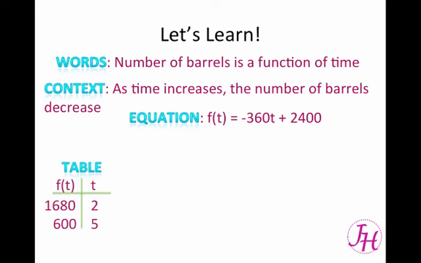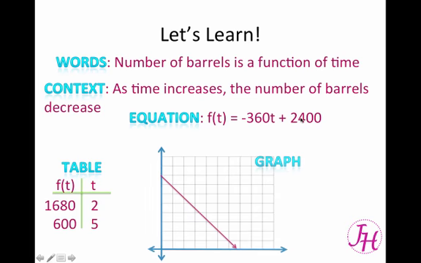Here's our table, and we got that equation the same way we do when we're using slope and intercept. We take 600 minus 1,680 over 5 minus 2. Sorry, that's backwards. 600 minus 1,680 over 5 minus 2. That's where we get that negative 360. That's just finding the slope. And then the 2,400 was the total number of barrels that we started with. And then we can graph that.